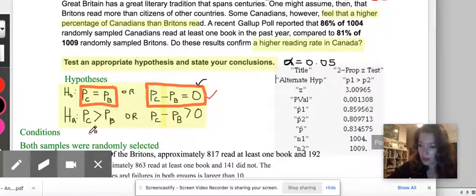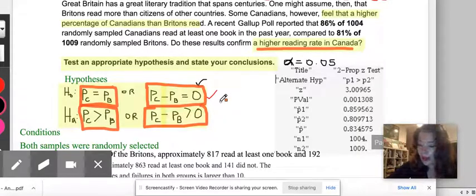All right, for the alternative, I'm answering the question: do Canadians read at a higher rate than in Britain? So the alternative is going to test whether the proportion of Canadians is greater than the proportion of Britons. Now, you can actually do it the other way around. If you do, then you have to say that the proportion of Britons is less than the proportion of Canadians, and then you would reverse both samples. So for the alternative, subtracting both, the difference is more than 0.